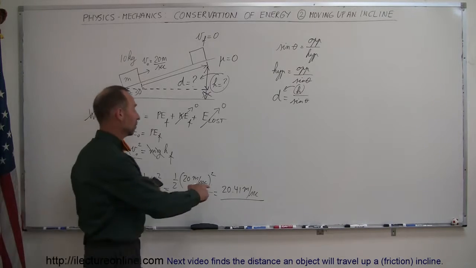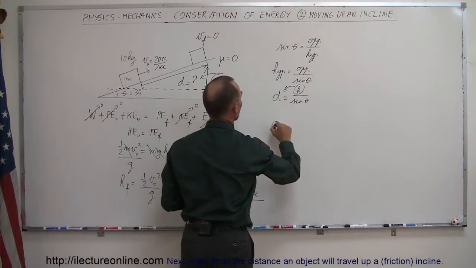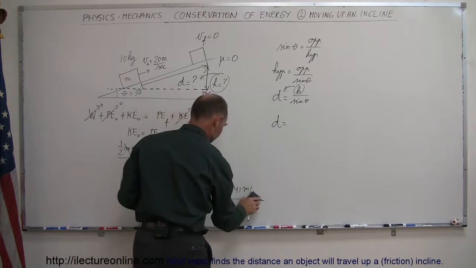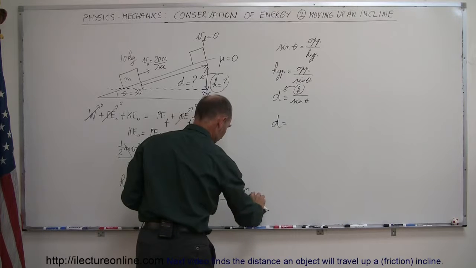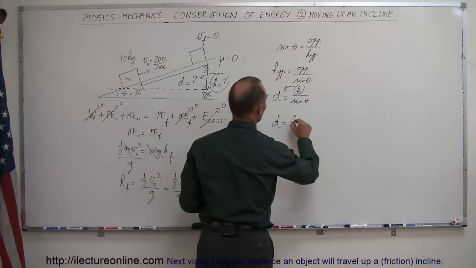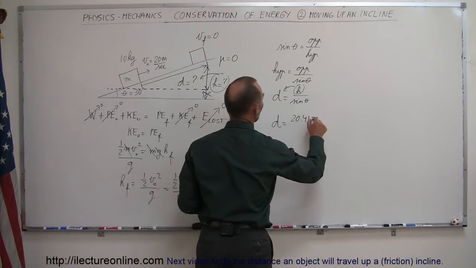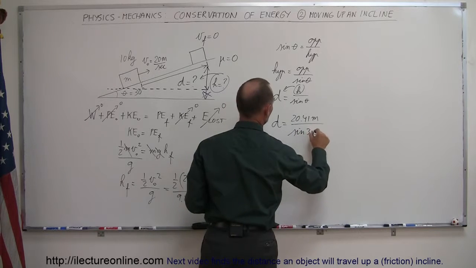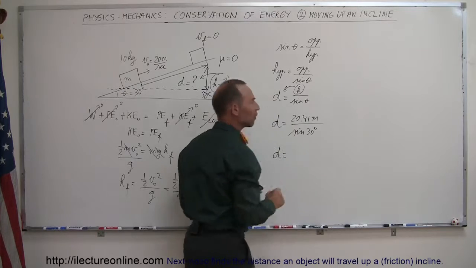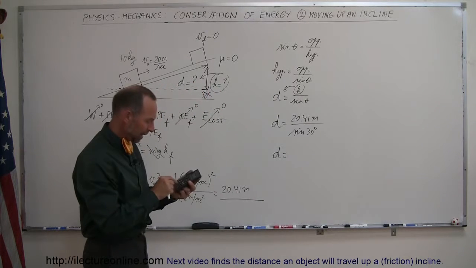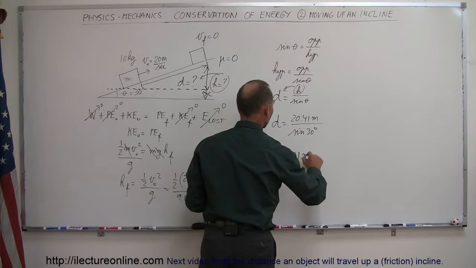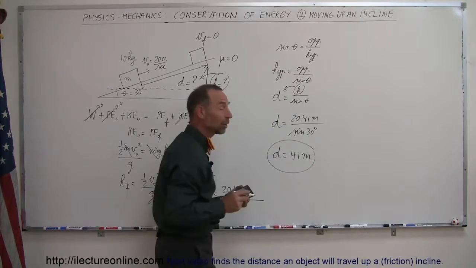For that, we need to plug that number in here. So the distance is equal to, it's not per second, it's height, it's just 20.41 meters, divided by the sine of 30 degrees. And of course, the sine of 30 degrees is 1/2, so it's like doubling that, times 2, and roughly it goes a distance of 41 meters before coming to a stop.